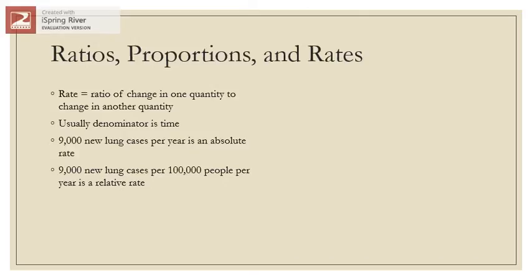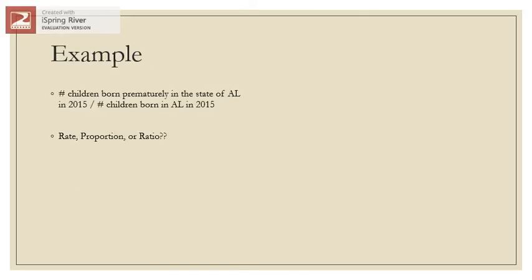There's also something called a relative rate. The example there would be 9,000 new lung cases per 100,000 people per year. So that gives 9,000 new lung cases relative to some other number. With the absolute rate, 9,000 new lung cases per year, we don't know if you mean in the whole world, in this state, in a certain university. We have no idea. So if you give it in terms of something else, for example, per 100,000 people per year, that's a relative rate.